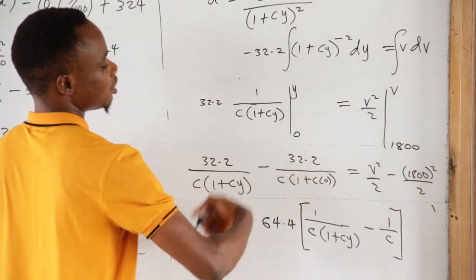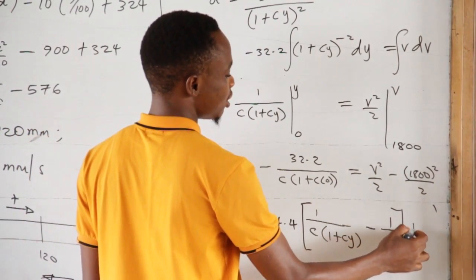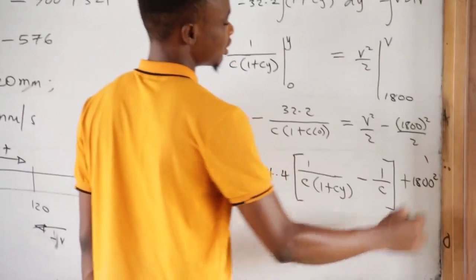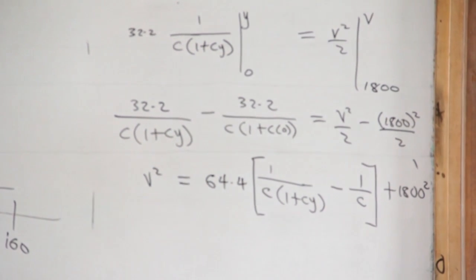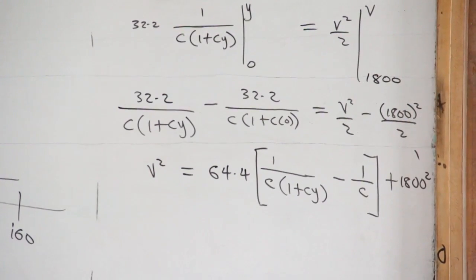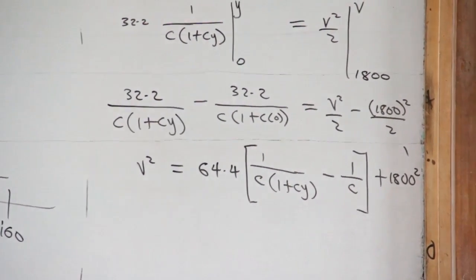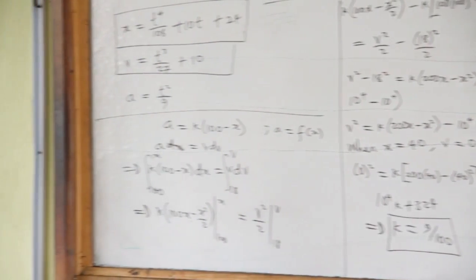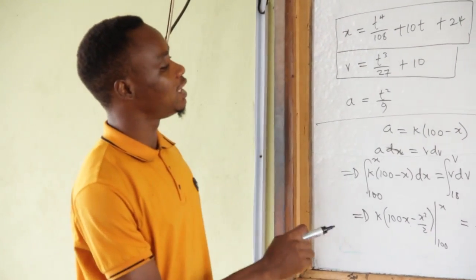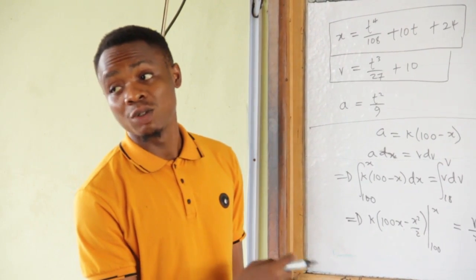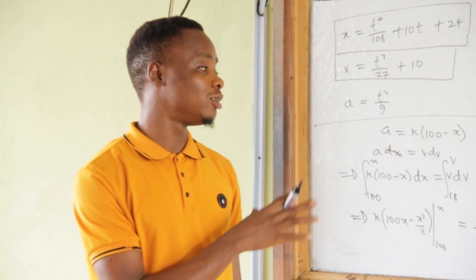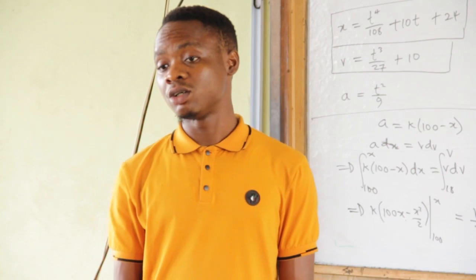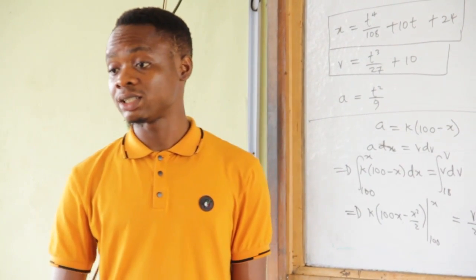Then I'm going to move this to the other side. That is going to be plus 1,800 squared. You understand what I'm doing? Do you get that? By simple rearrangement, that means you are good to go. That is going to be the relationship between v and y. See, there's no need to fine tune it or substitute c or anything. You have a destination you're going. When you get to the point of writing your final answer, you can put c back. You understand what I'm saying?